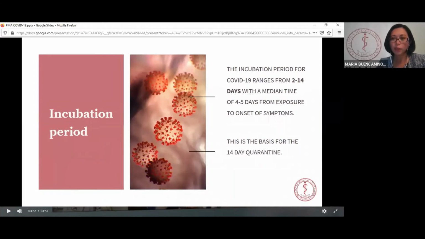The incubation period of COVID-19 ranges from 2 to 14 days, with a median time of 4 to 5 days from exposure to the onset of symptoms. Meaning, if you've been exposed to somebody who has COVID-19, it may take up to 14 days for you to develop symptoms. And that is the basis for our 14-day quarantine recommendation.